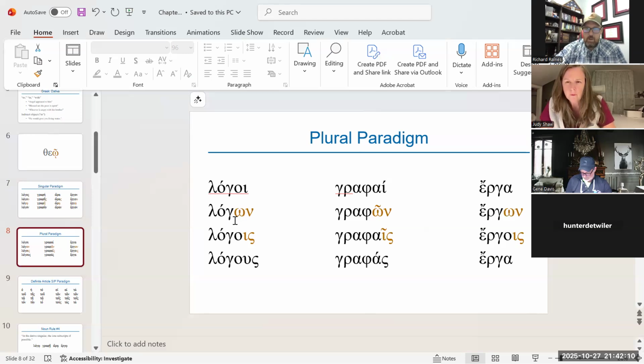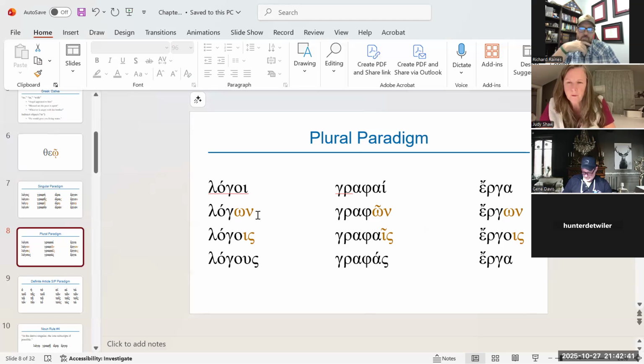Let's do this next, the one right above it. Logon. So what gender is logon? Masculine. What case is it? Genitive plural. So the case is genitive. What's the number? Plural, right?